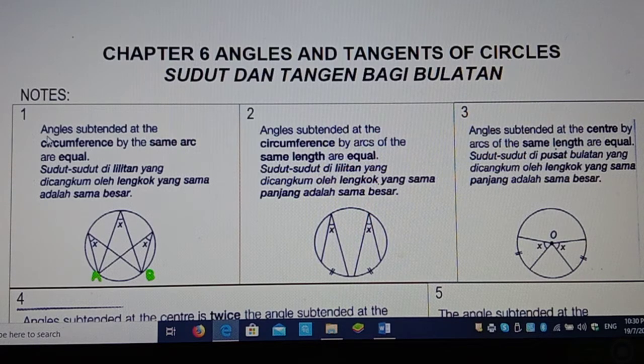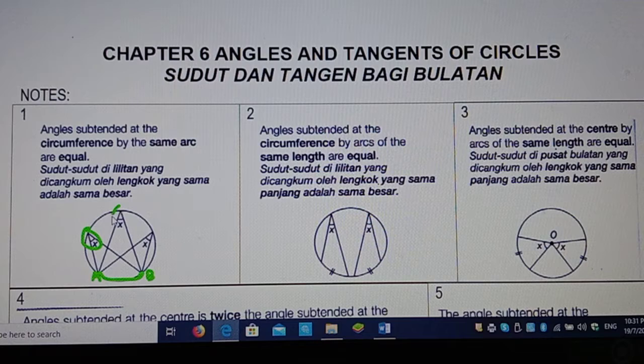The first point is angles subtended at the circumference by the same arc are equal. When we talk about arc, what is meant by arc? Arc is a line that joins 2 points at the circle, like AB. So this one we call it arc AB. So from this arc AB, we draw angle at circumference. Angle at circumference means the vertice that we draw must touch the circumference. So this one we call it angle at the circumference, sudut pada lilitan.